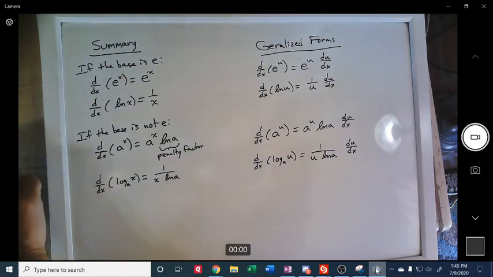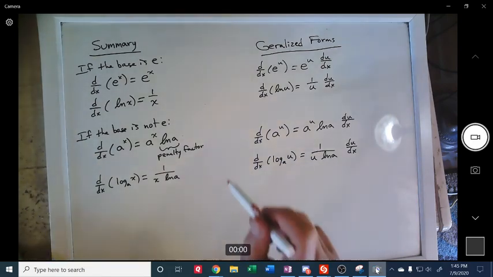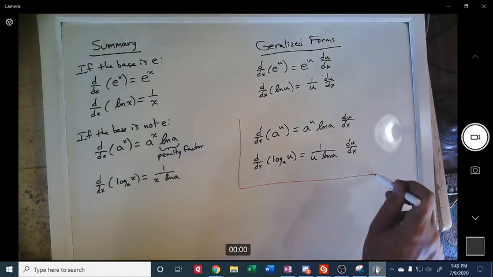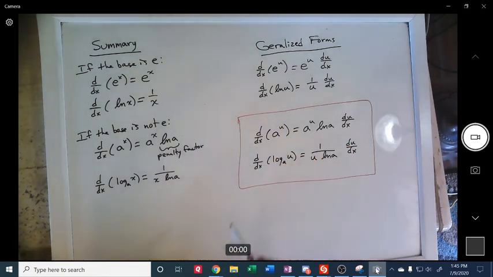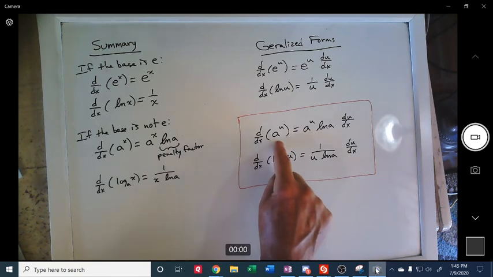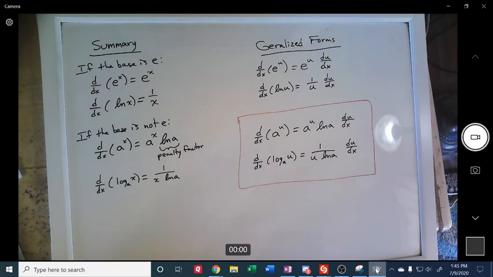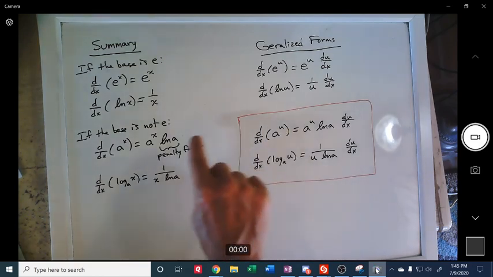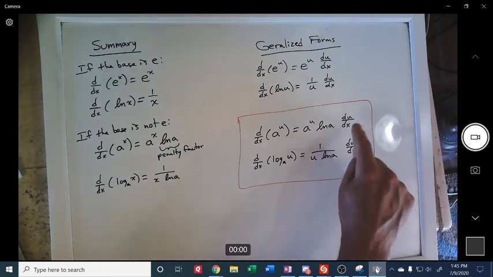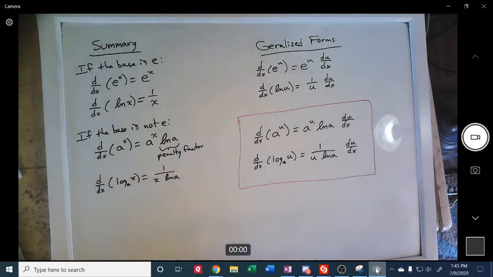Now, for all of these rules, if you just memorize those two, you have it all. This still works if the base was e instead of a. This still works if this was an x instead of a u. You just get dx dx, which would be 1. Anything multiplied by 1 is itself. Just memorizing those two rules really summarizes everything we did today.